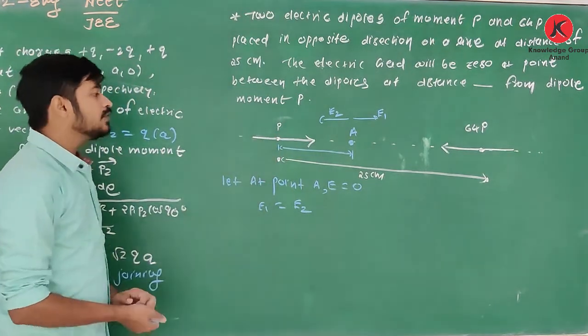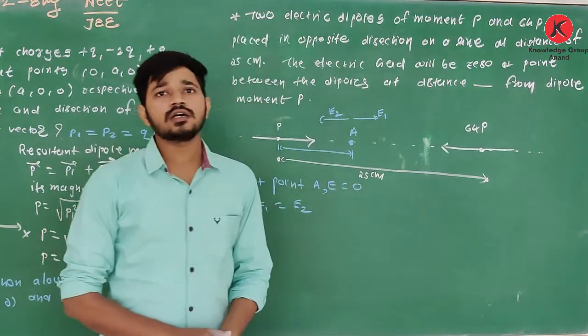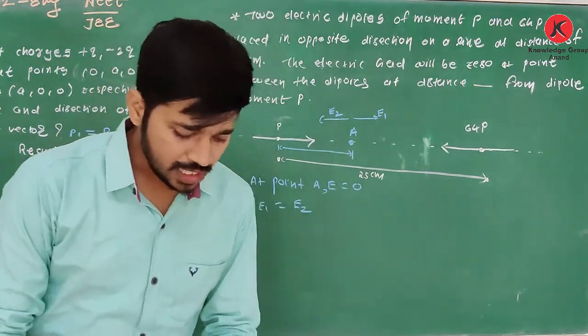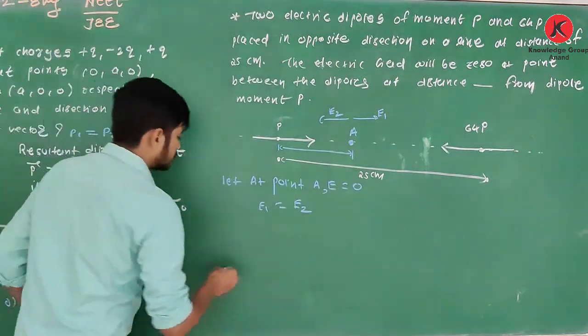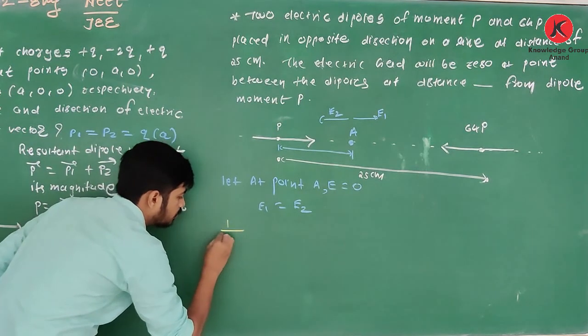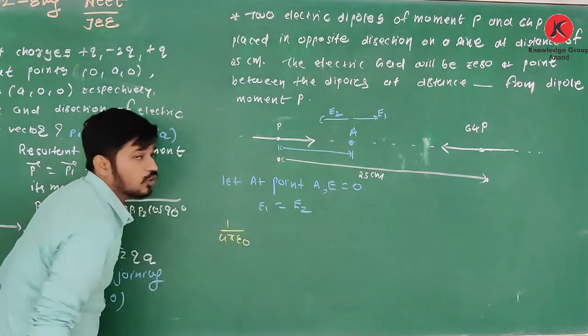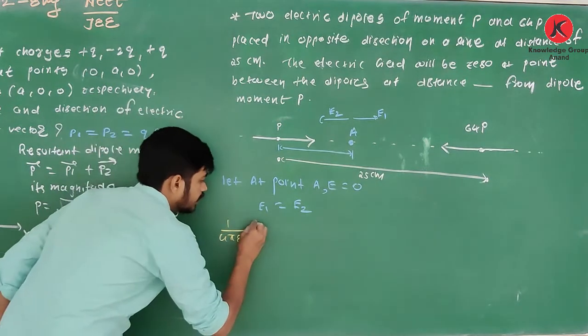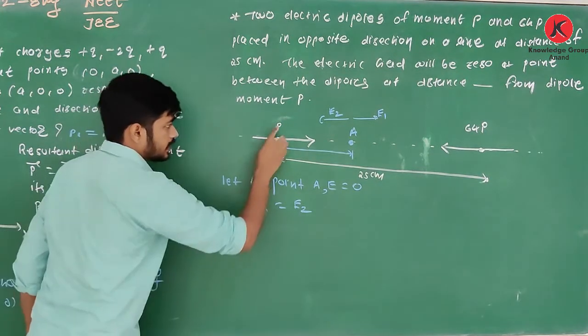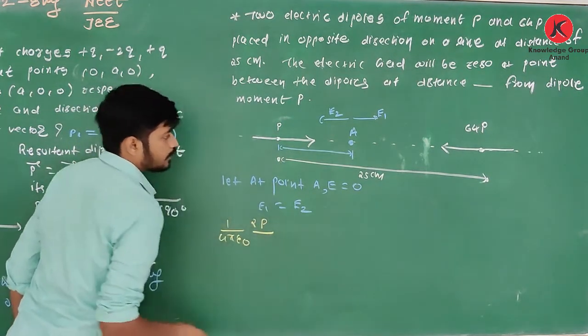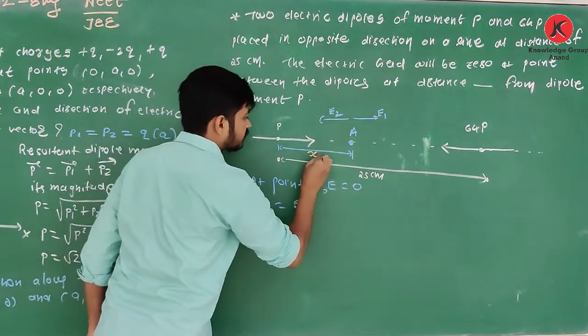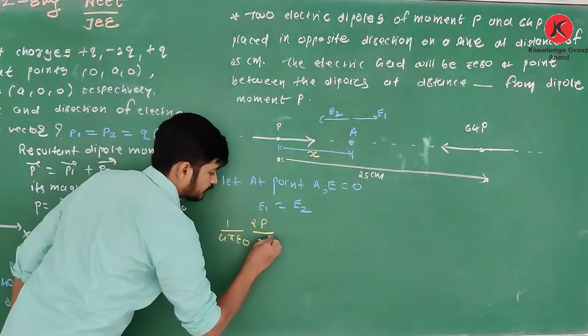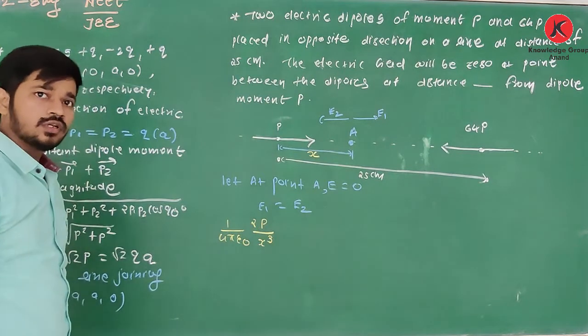Now, yes, we will consider these two dipoles as short dipoles. And for a short dipole, we know the equation. What is the equation? Yes, it is 1 upon 4 pi epsilon 0. On axis, it is 2 dipole moment P upon what is the distance? Yes, I am assuming this distance x. So it is x cube. Yes or no? Yes, it is.